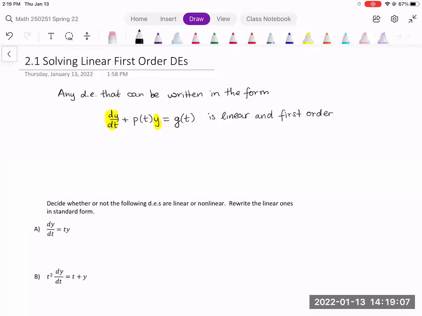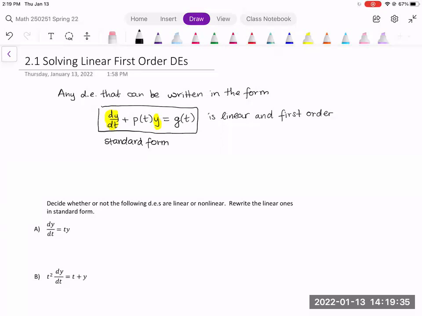Okay, this way of writing the differential equation is called the standard form. We're going to have standard ways of writing different types of differential equations. This is the standard form for linear first order DEs.